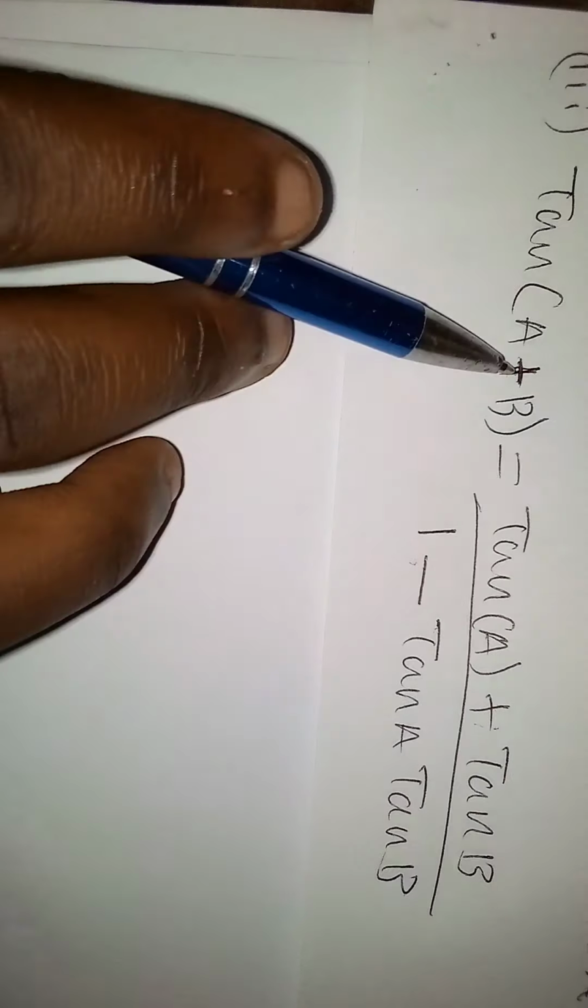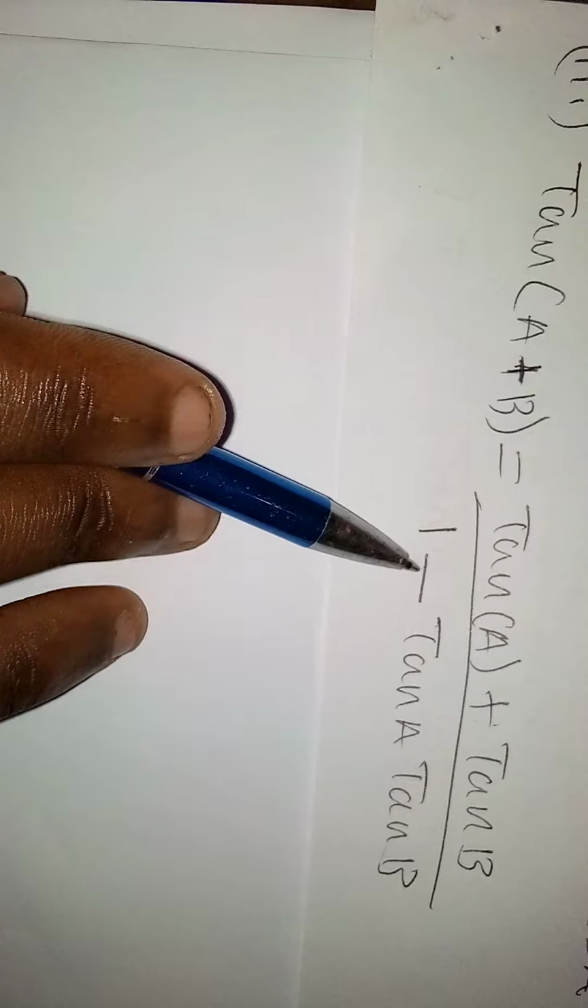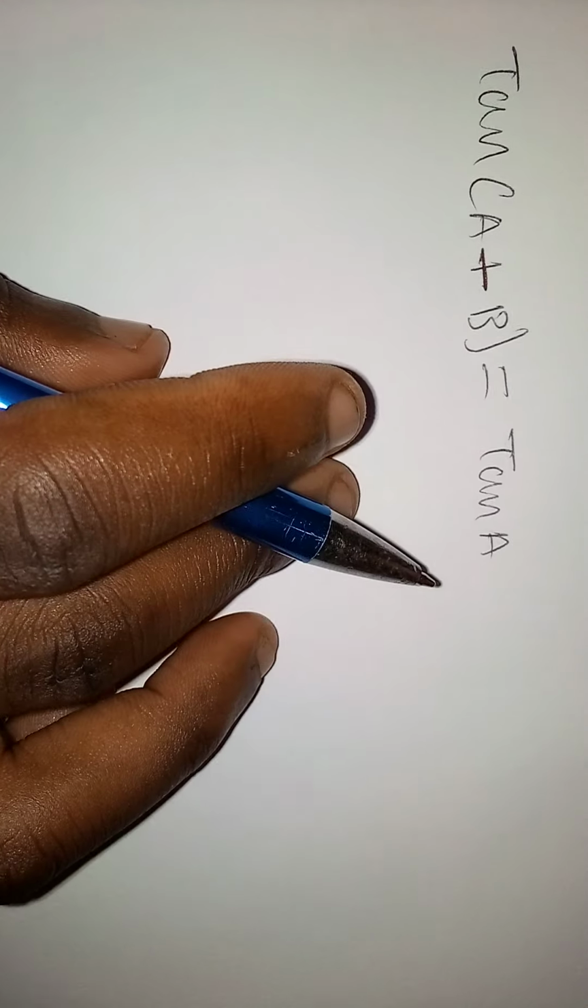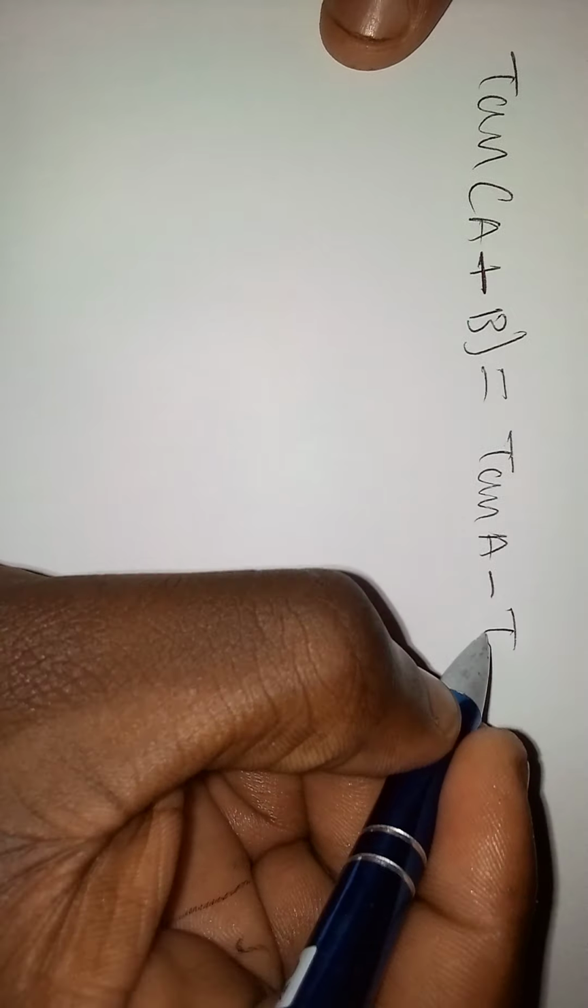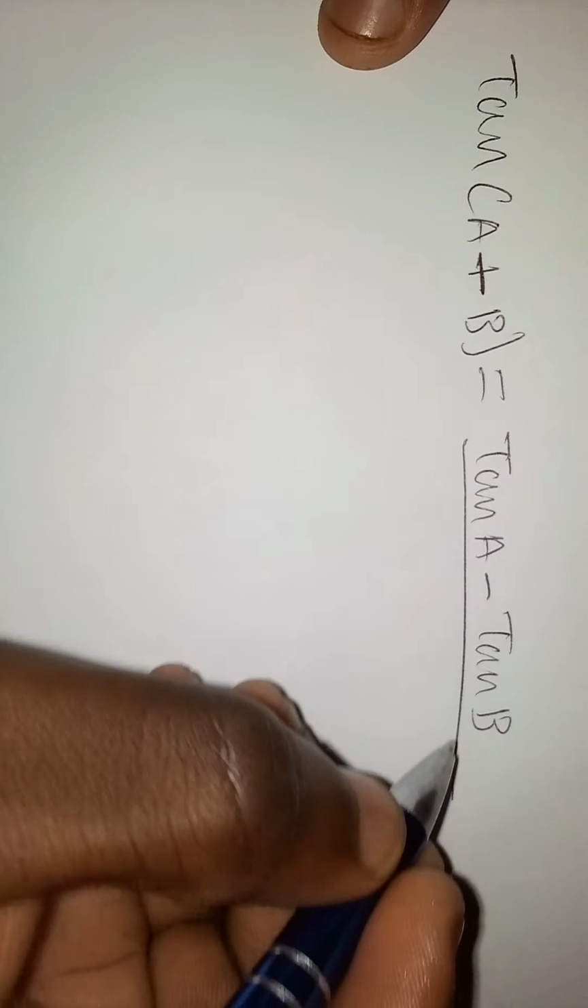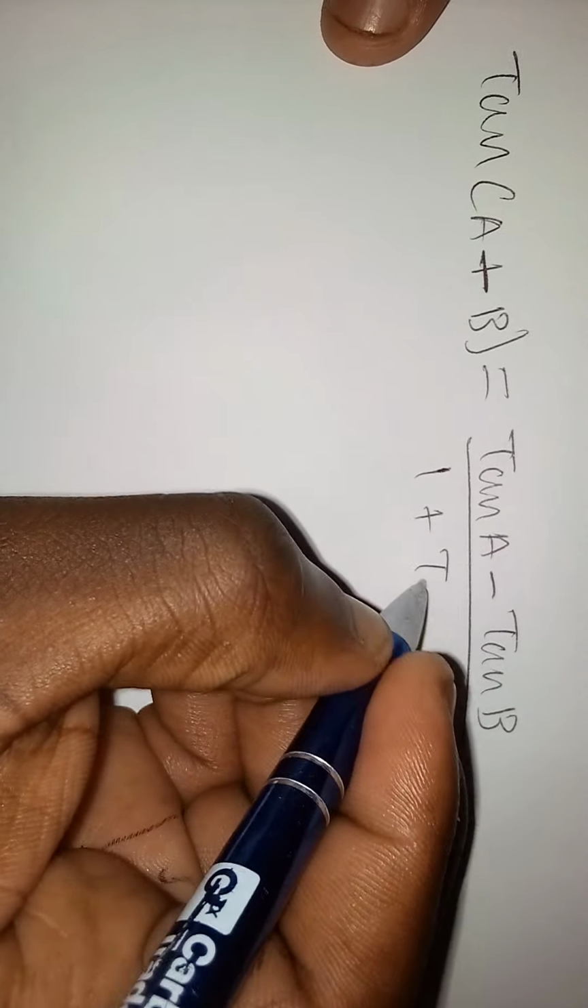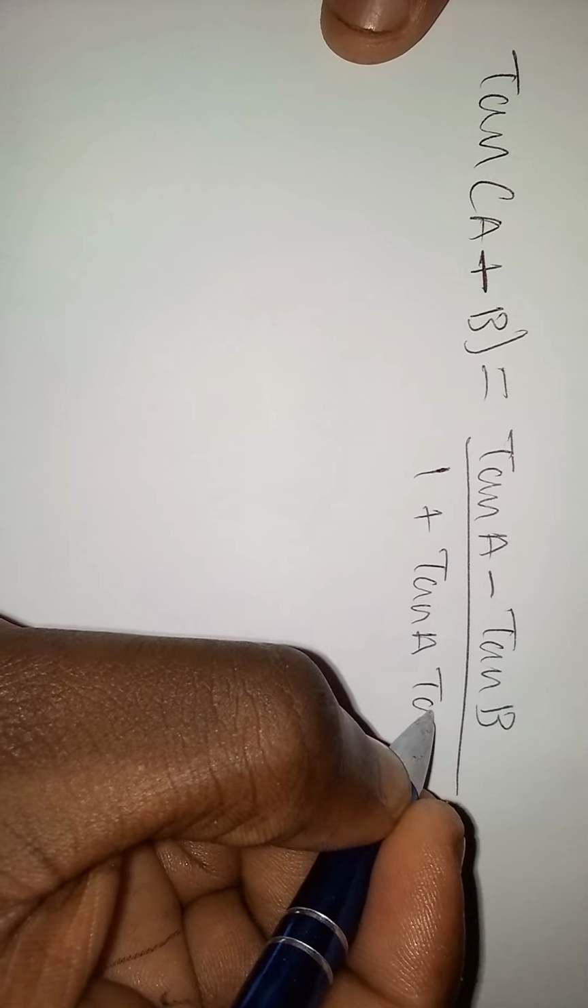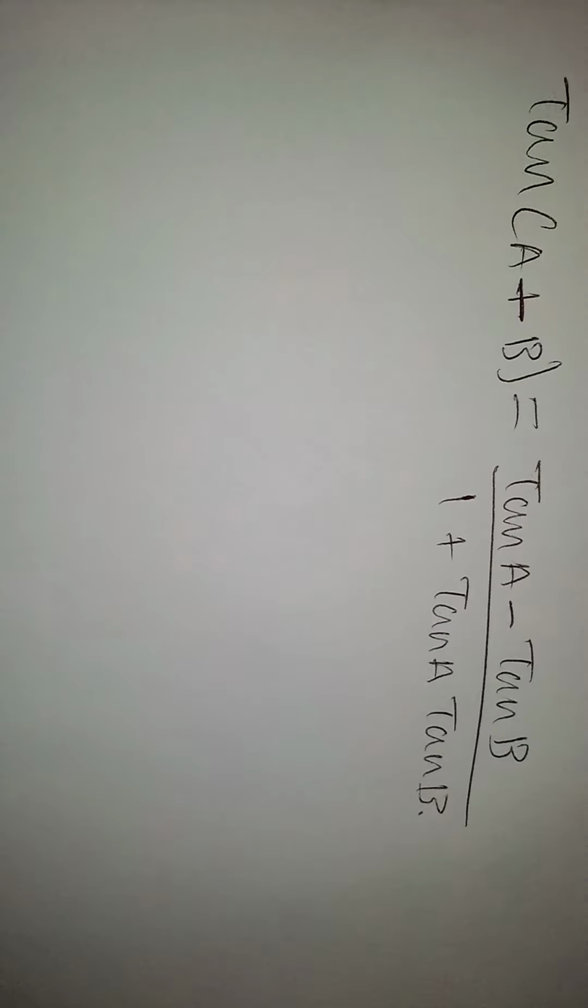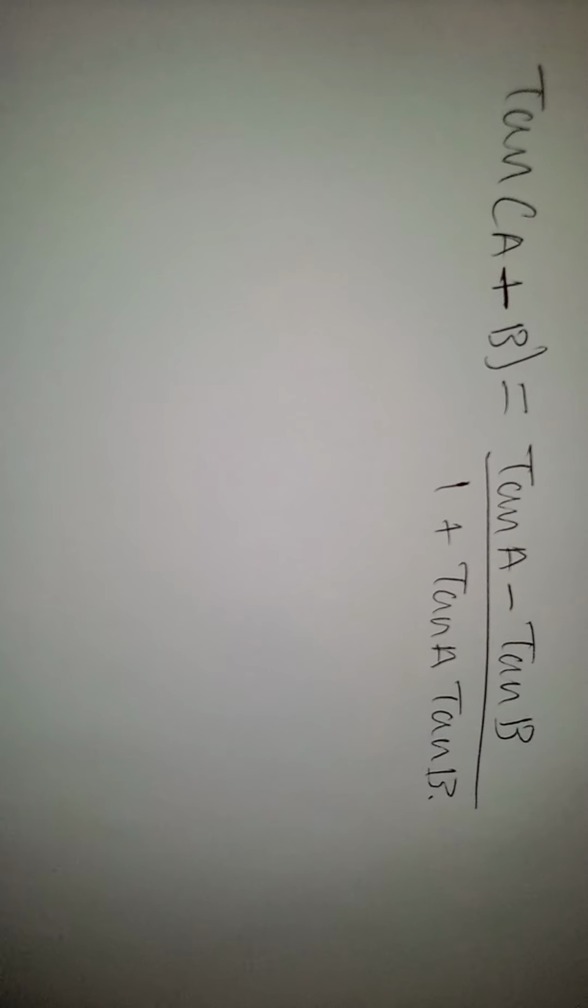Okay, then what if there's a minus here? Let me just write it. What I mean is, if it was tan A minus B, this would be tan A minus tan B, all divided by 1 plus tan A tan B. Okay, so these are the double angle identities.